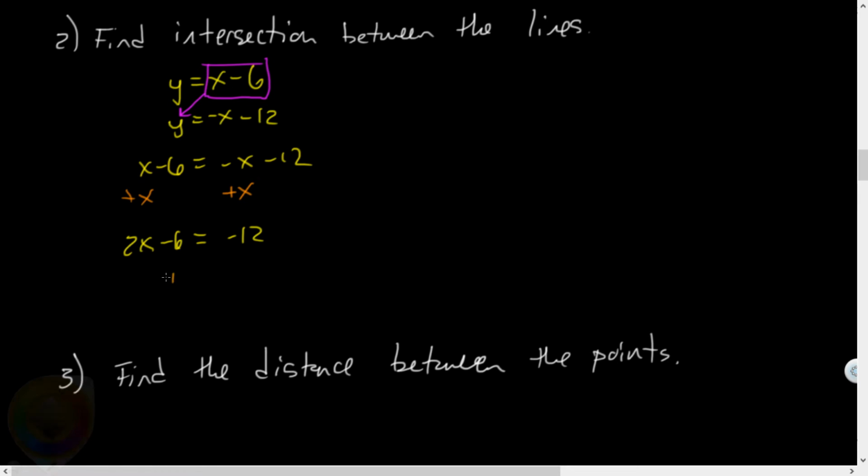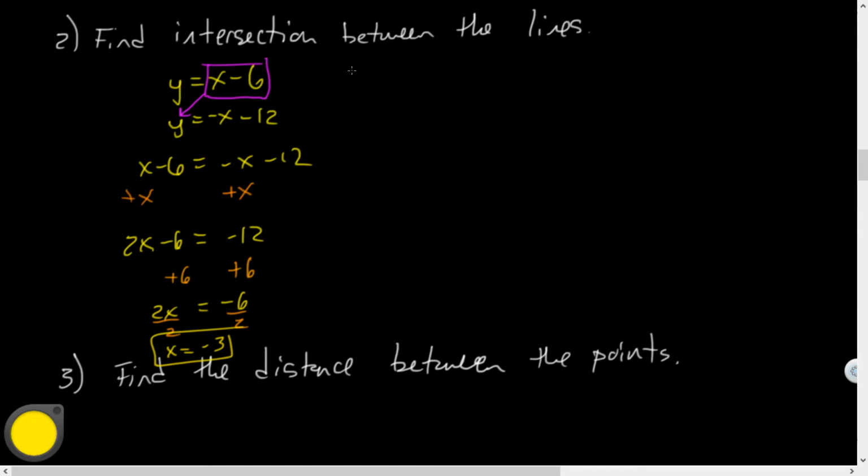Guys, we are on a roll here. We're going to do this problem. It's going to be amazing. Add 6 to both sides. I get 2x equals negative 6. Divide both sides by 2. Right? And I will get x equals negative 3.